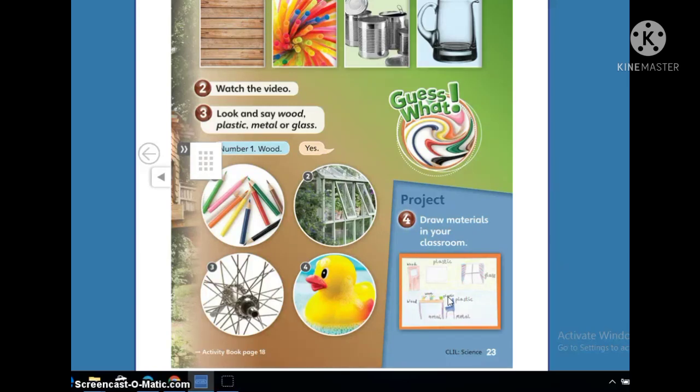Because you are not at school now, I want you to draw materials in your house. Just draw the picture first, and then write on the pictures the materials of the things you draw. Don't forget, draw it in your drawing book. Put the color and then share it with your teacher.